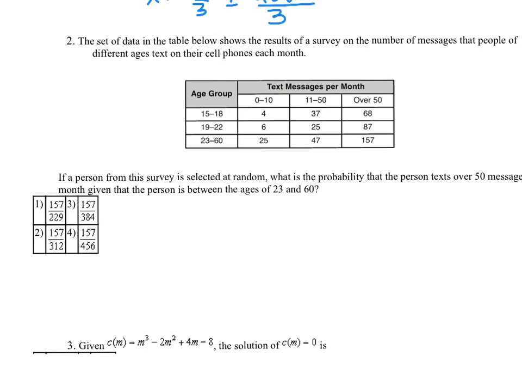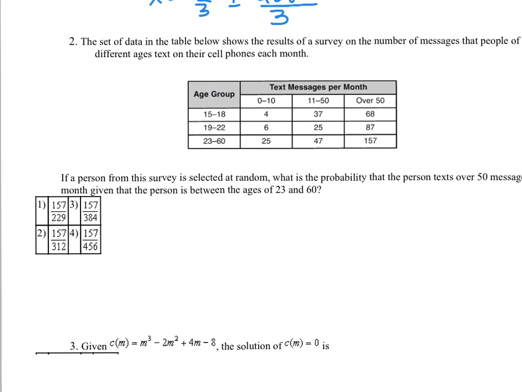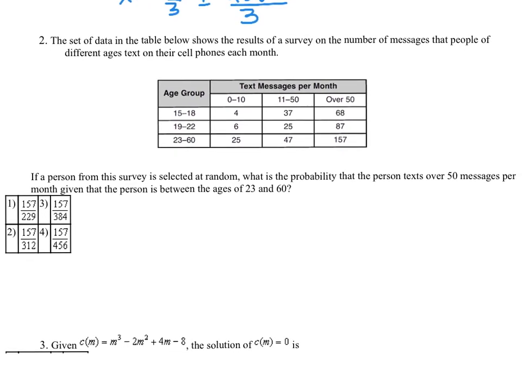So they're asking for the probability that a person texts over 50 messages per month. Okay, so what I'm going to do is take that over 50 messages per month, and I'm going to call that A. And then it says given, which is a big thing, that the person's between the ages of 23 and 60, so I'm going to call that B.